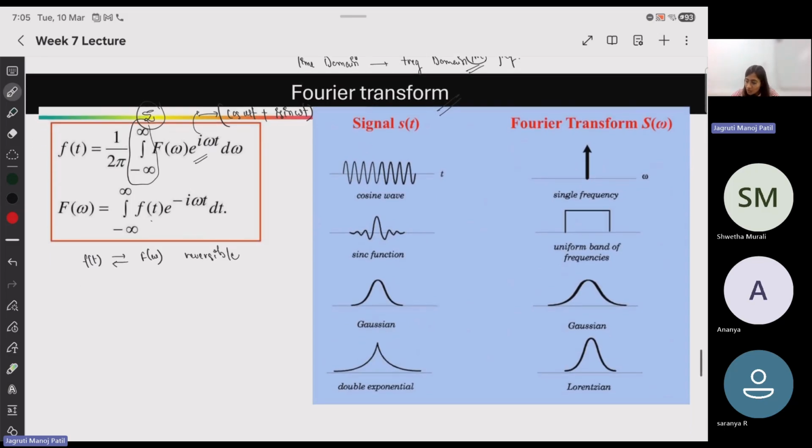So if I just want to show you something, if you take a cosine function, its Fourier transform gives you a single frequency, your delta function.